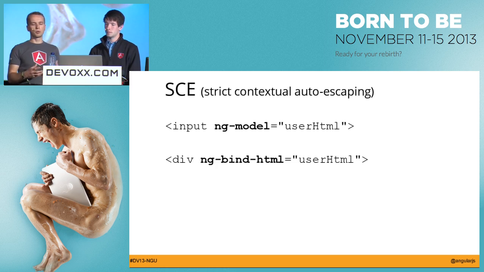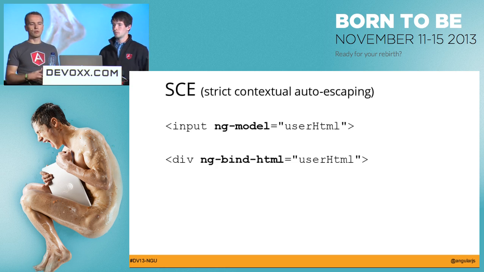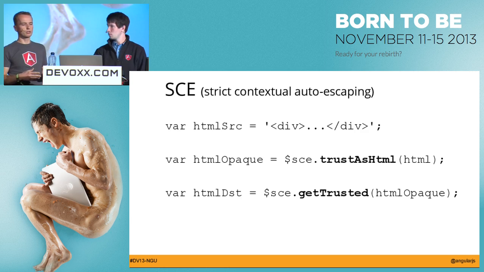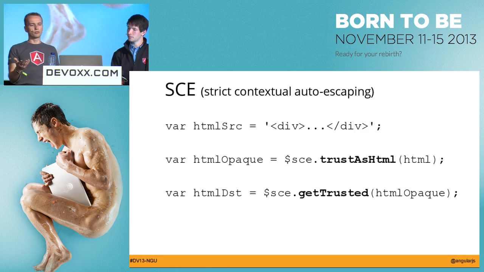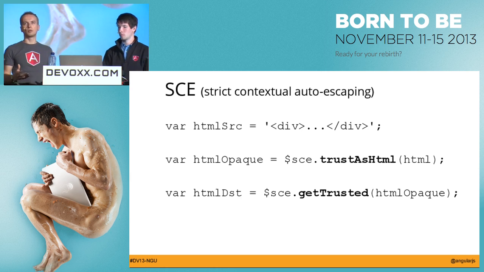So for auditing purposes, this is a nightmare, because you have to look at where this model comes from. How is it possible that all the possible values in this context can be safe? And strict contextual auto-escaping can help with this. And the way it does so is, can we go to the next slide? We have a string value which we can wrap into a wrapper that is trusted and is stamped to be safely used in the HTML context.